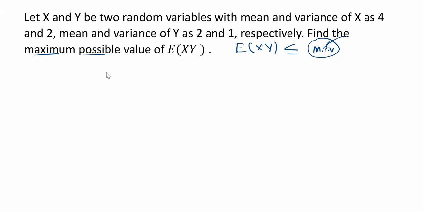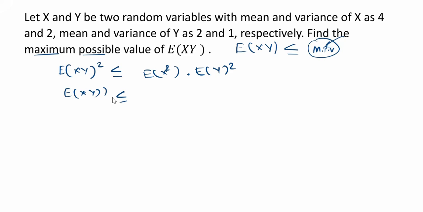So how to get this? We know the Cauchy-Schwartz inequality. We know that E of XY, the whole square, is less than or equal to E of X square into E of Y square. So the maximum possible value it can take will be less than or equal to the modulus of the data, which is root over E of X square and E of Y square. So our expectation will now be to estimate the data for root over E of X square and E of Y square. Now how to go about it?